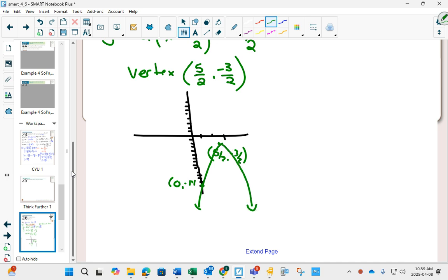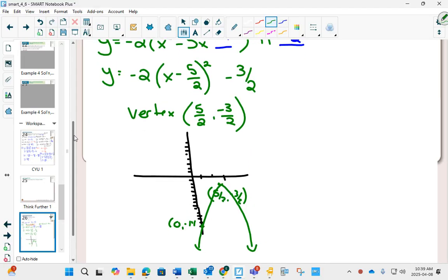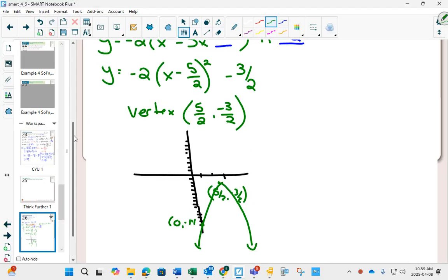That would count as a complete full marks graph. I've labeled my vertex and one other point. I guess I technically could have gone over 1, down 2, but do you see how working with fractions, it's a little bit more awkward? I could have labeled another point, but my y-intercept seemed to make the most sense.